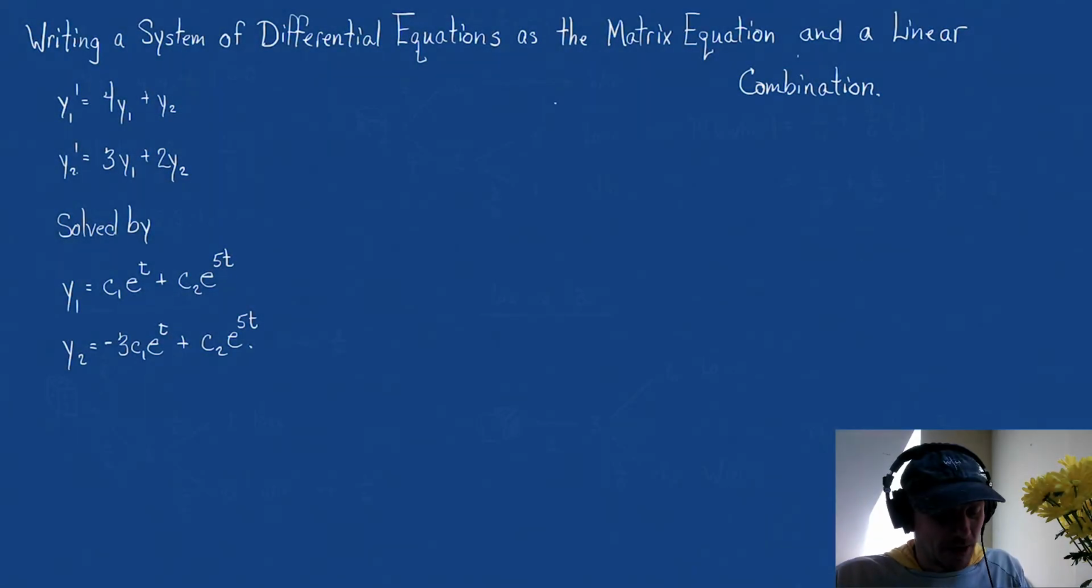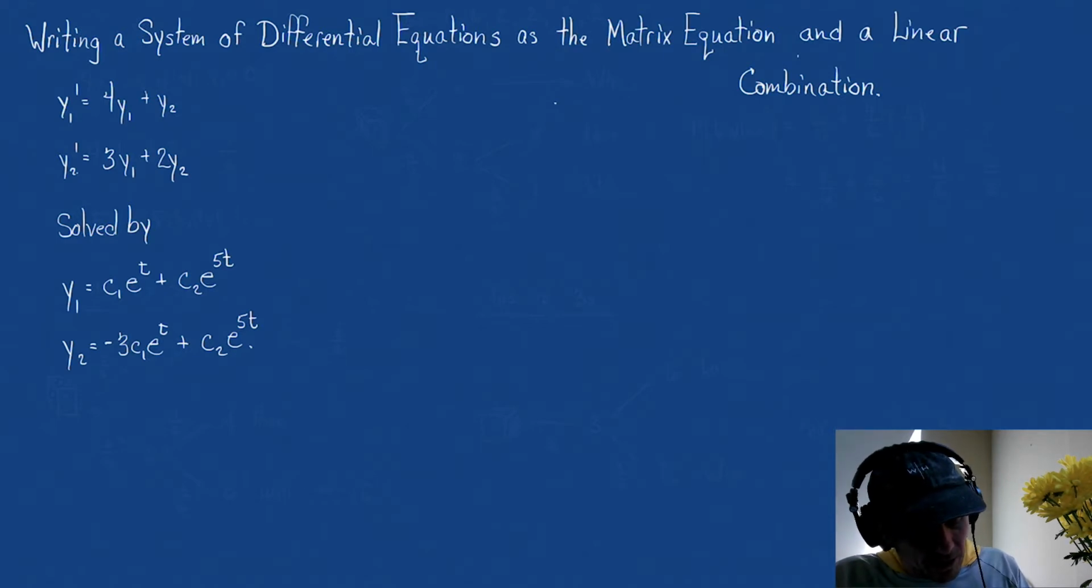I am Tom, and today we're going to write a system of differential equations as the matrix equation and a linear combination. So here we go. Let's start with the matrix equation. The matrix equation is going to come from the original system of differential equations.